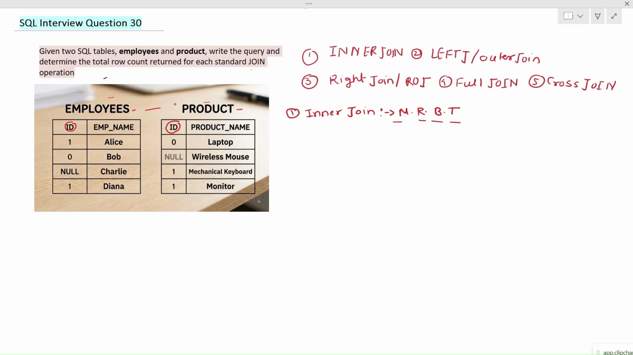So let's see how many matching rows we have. In the employee table we have an id of one. So is id one present in the product table? Yes, there are two ids present. So how many records are joining with the b table? The first record and also the second record are joining. So two records we got for one.